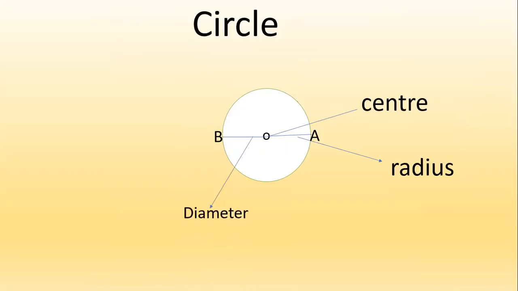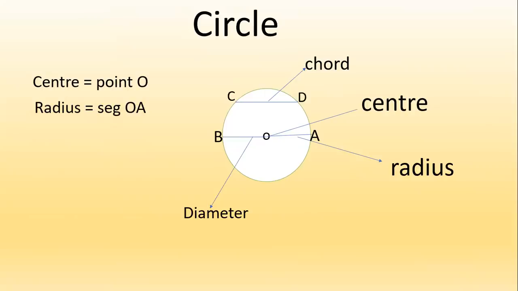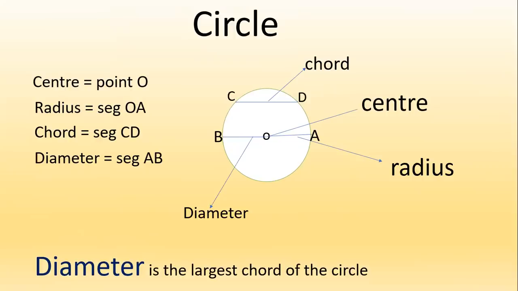diameter. Now you can draw a line apart from the center of the circle, within the circle. So that is the point C and point D. It's known as chord of the circle. Center, that is point O. Radius, segment OA. Chord, segment CD. And diameter, segment AB. Then diameter is the largest chord of the circle. This is the important part of this circle.